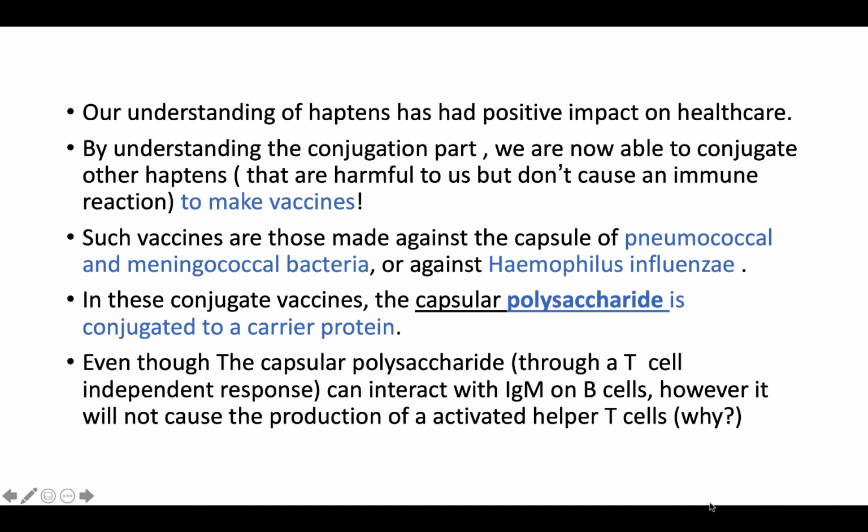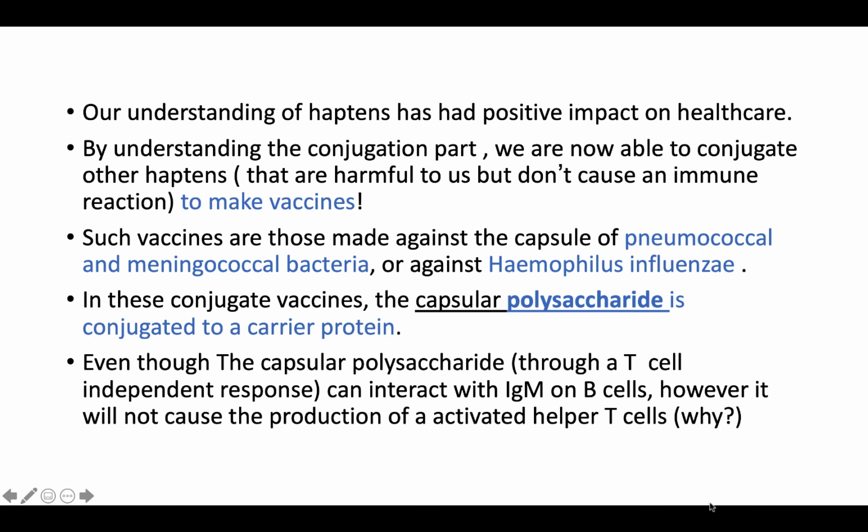This understanding of haptens obviously had a positive impact on healthcare. When we understood haptens and conjugation to proteins, and that a hapten that is not a protein was able to bind a carrier protein and, once bound, produced an immune response, that gave us an idea to make certain types of vaccines.